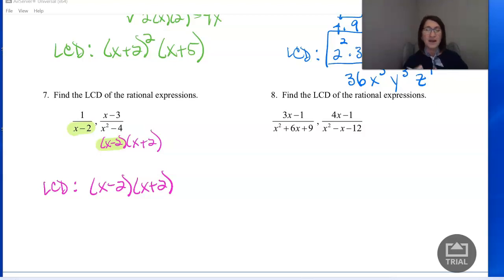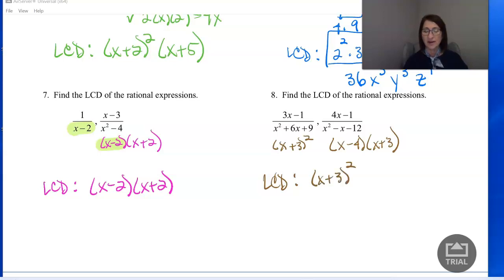So this one, I've got a perfect square trinomial. It's x plus 3 squared. Then with this next one, it's going to be x minus 4, x plus 3. So my LCD is going to be x plus 3 squared times x minus 4. Okay, let's move on.